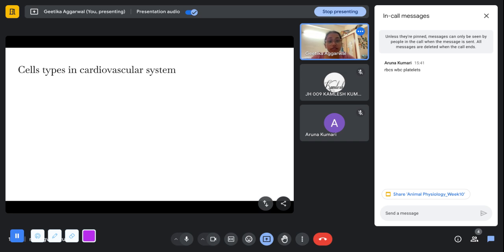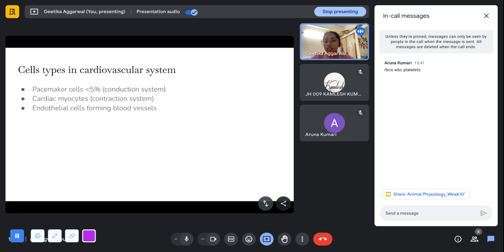RBC, WBC, platelets. Okay, these are the different cell types that are present in the blood. I'm talking about the cell types that form the heart or that form the blood vessels. So basically, what we're discussing here is that in the heart we have pacemaker cells. This is a cell type which is less than 5% of the heart. They form the conduction system. Then we have the cardiomyocytes or the cardiac myocytes. These form the contraction system.